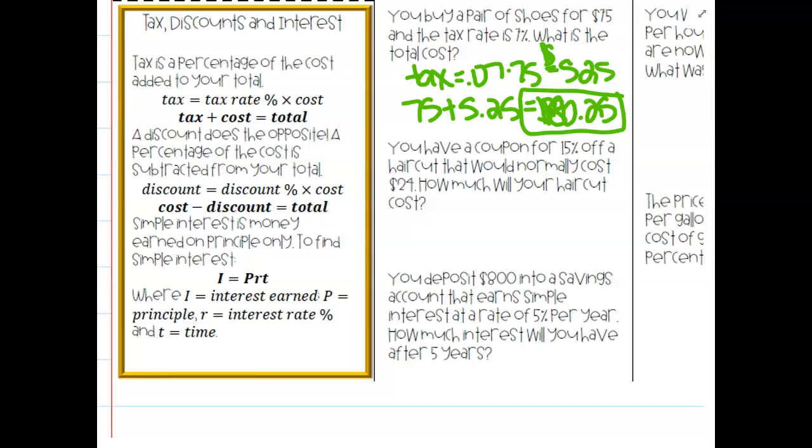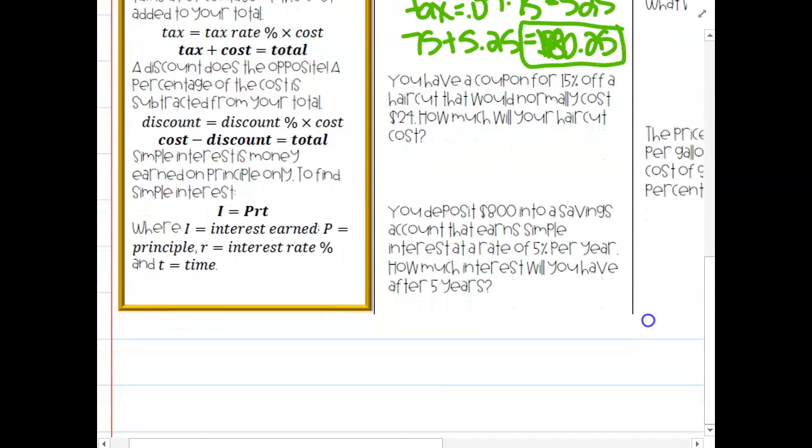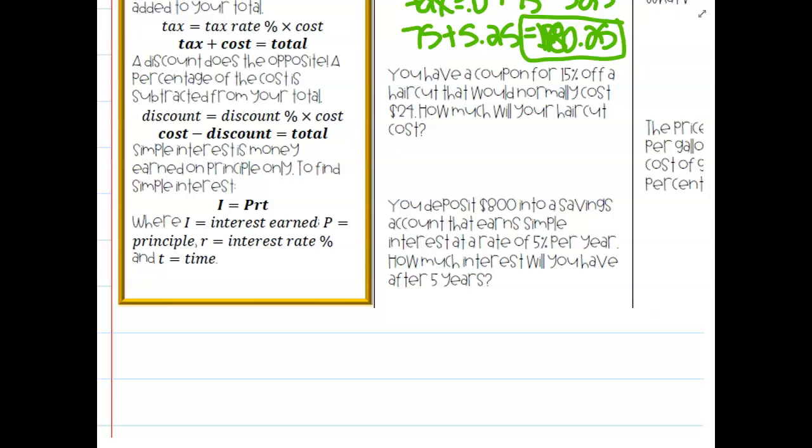Now, when there's a sale, you do basically just the opposite. So if I have a coupon for 15% off, and the haircut normally costs $24, but my coupon is 15% off, I don't have to pay 15% of the cost. So the first thing we have to do is figure out what the discount is. How much money am I saving?